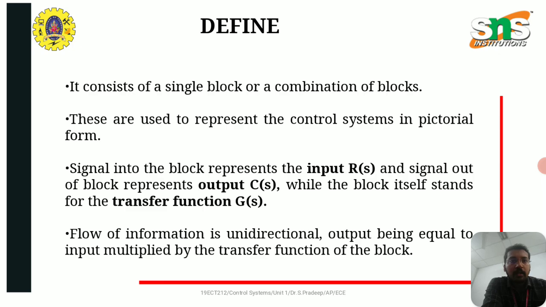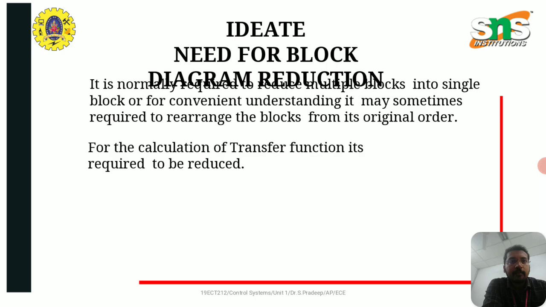These are used to represent the control system in pictorial form. A signal into the block represents the input R and a signal out of the block represents the output C, while the block itself stands for the transfer function. Flow of information is unidirectional, output being equal to input multiplied by the transfer function of the block. It is normally required to reduce multiple blocks into a single block, or for convenient understanding it may sometimes be required to rearrange the blocks from their original order. It is also used for the calculation of transfer functions, and it is required to be reduced.